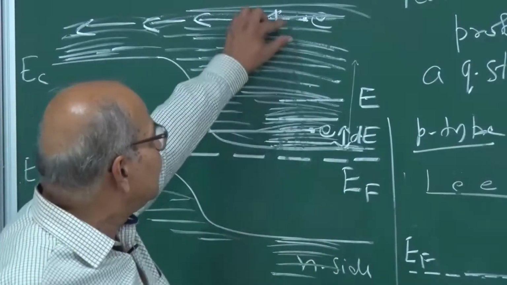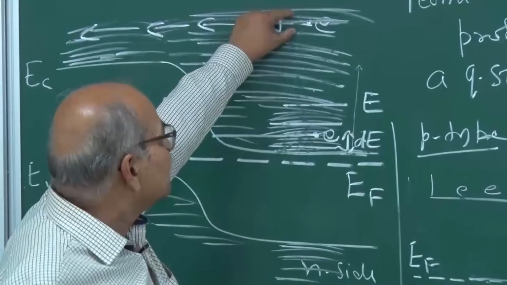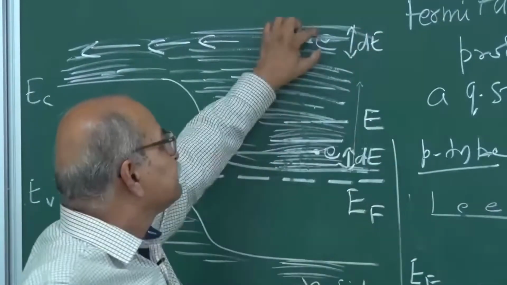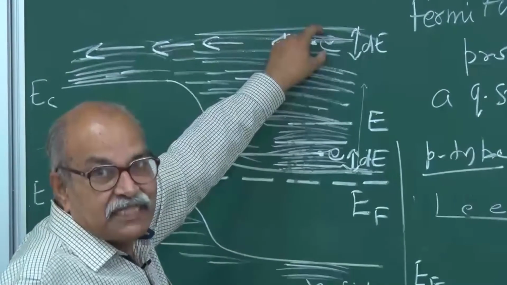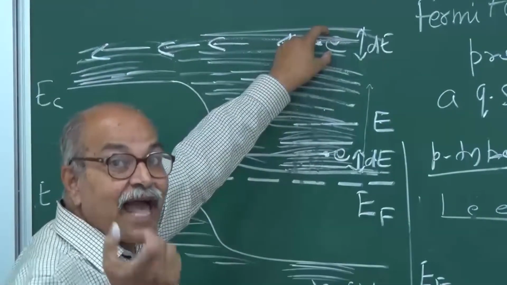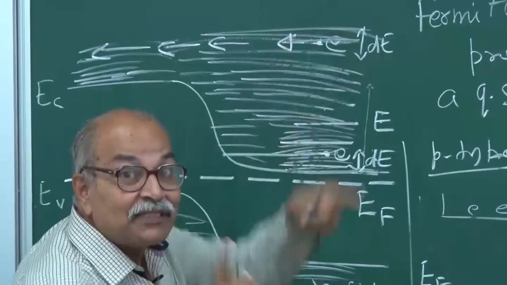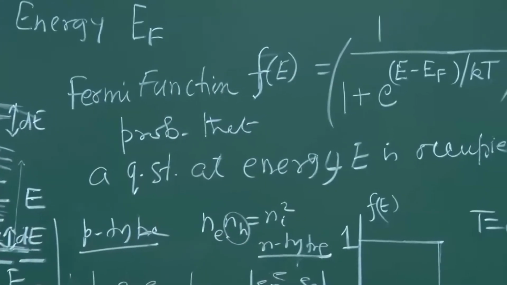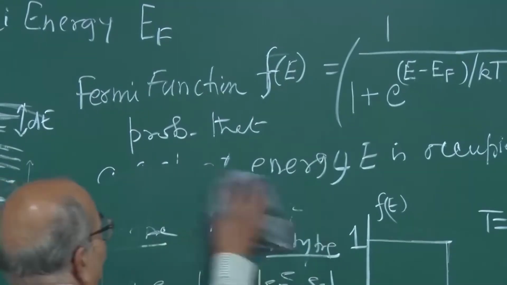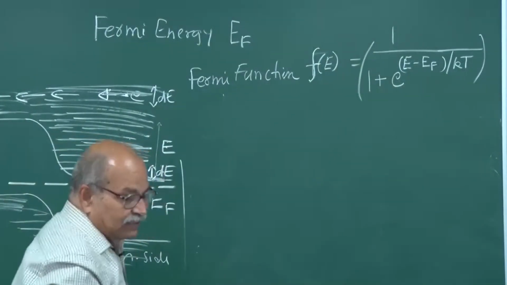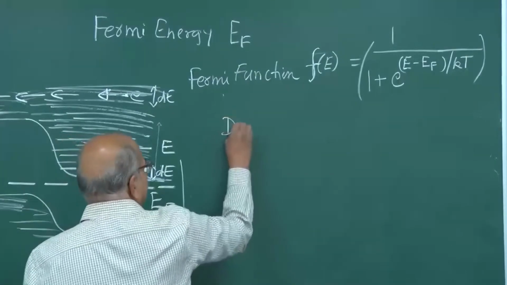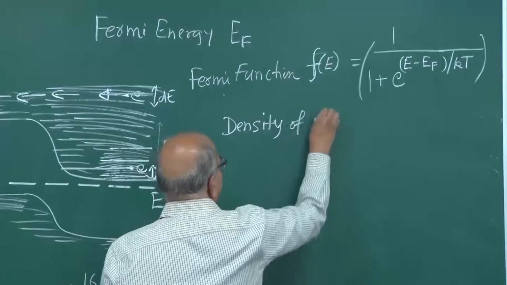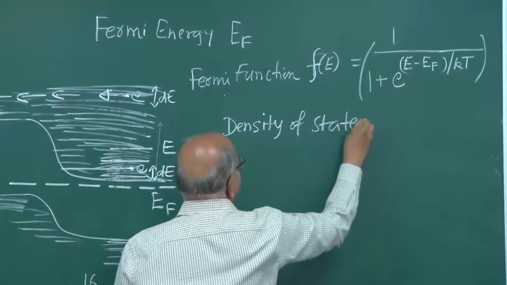Whereas if you go up here, the number of quantum states in this dE is very large compared to this, but the probability is very small. So to get the actual number, you need both things. This is the probability, and another thing which is needed is called the density of states. This is another very important concept, density of states.